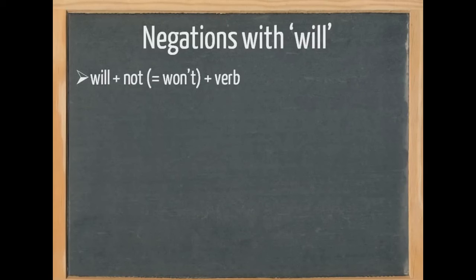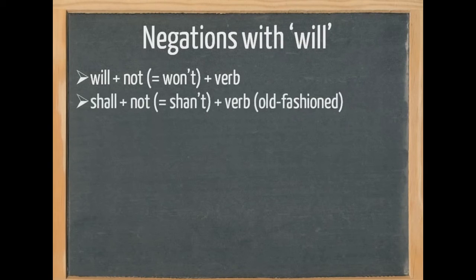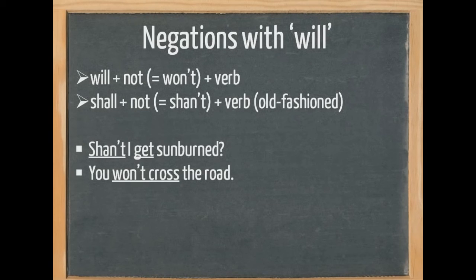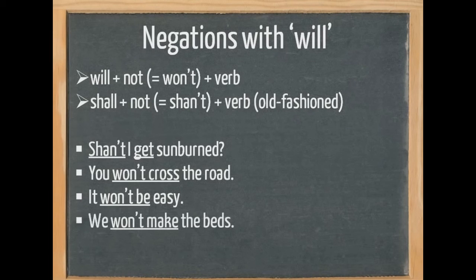Now I've also included shall. Shall plus not becomes shan't and the base form of the verb. But this form is very old-fashioned, but I thought it would be fun to put it in anyway. Shan't I get sunburned? It's quite Victorian. You won't cross the road. It won't be easy. We won't make the beds. And they won't need a passport.